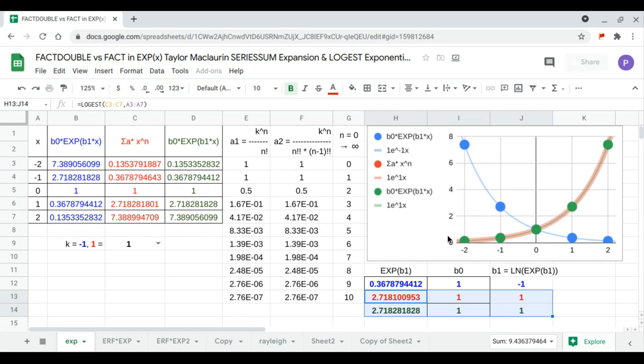This completes the use of double factorial and factorial to generate the Taylor-Maclaurin series sum of expansion in growth and decay, and its largest exponential regression.